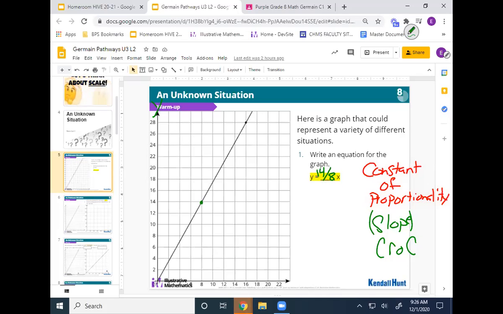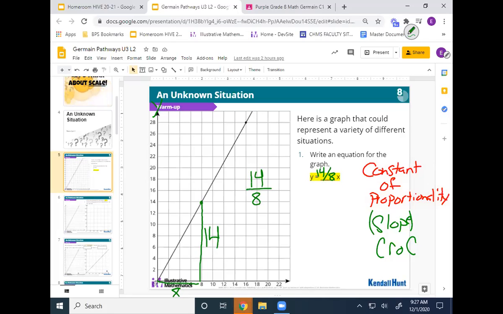We could have also drawn in a slope triangle. Find our rise and our run. Our rise is 14, our run is 8. So our slope for this would be the same thing. Rise over run is 14 over 8.